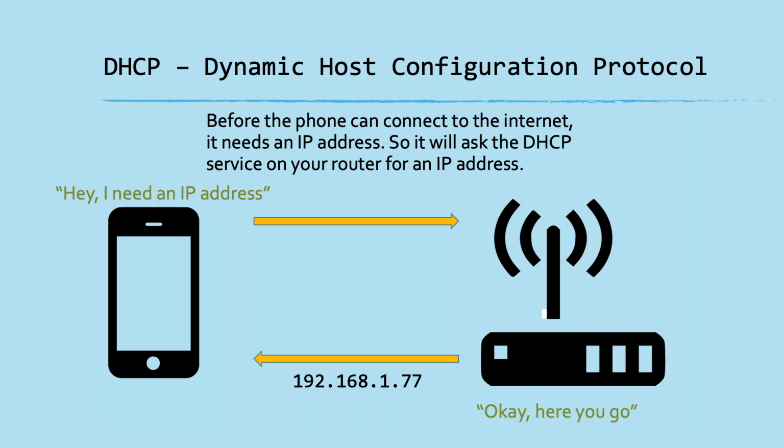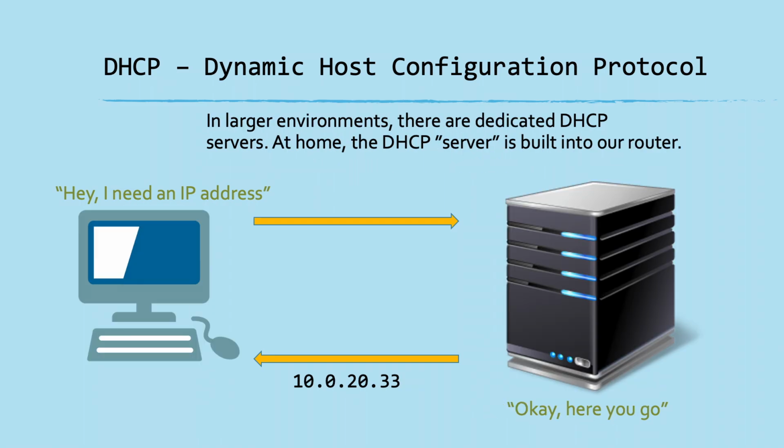So what we do is our phone or our computer says, hey, I need an IP address, where's the DHCP server? And then our router or the DHCP server will say, here I am, and here's the IP address. So in larger environments, we have dedicated DHCP servers. At home, like we talked about, this is built into the router generally. So in an enterprise, we can say, I need an IP address, where's the DHCP server? And then the DHCP server will say, here's your IP address, and we are assigned that IP address. Now this IP address is not permanent. This is a lease, which we'll talk about in just a second here.